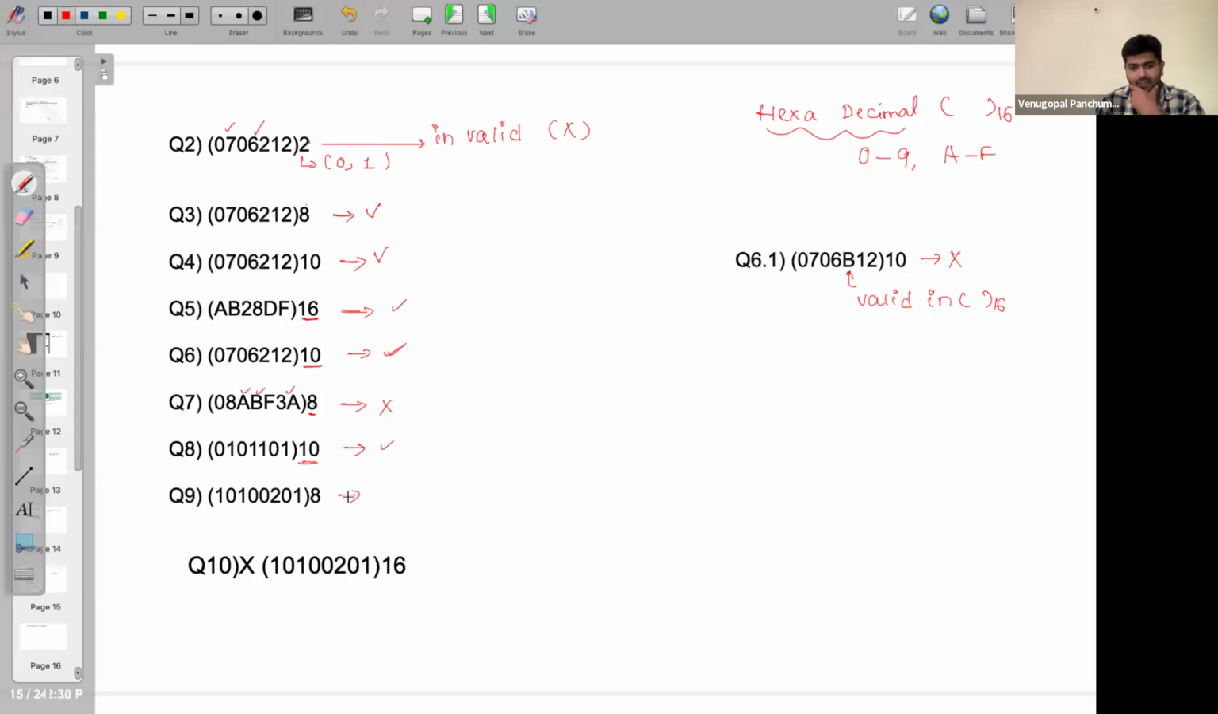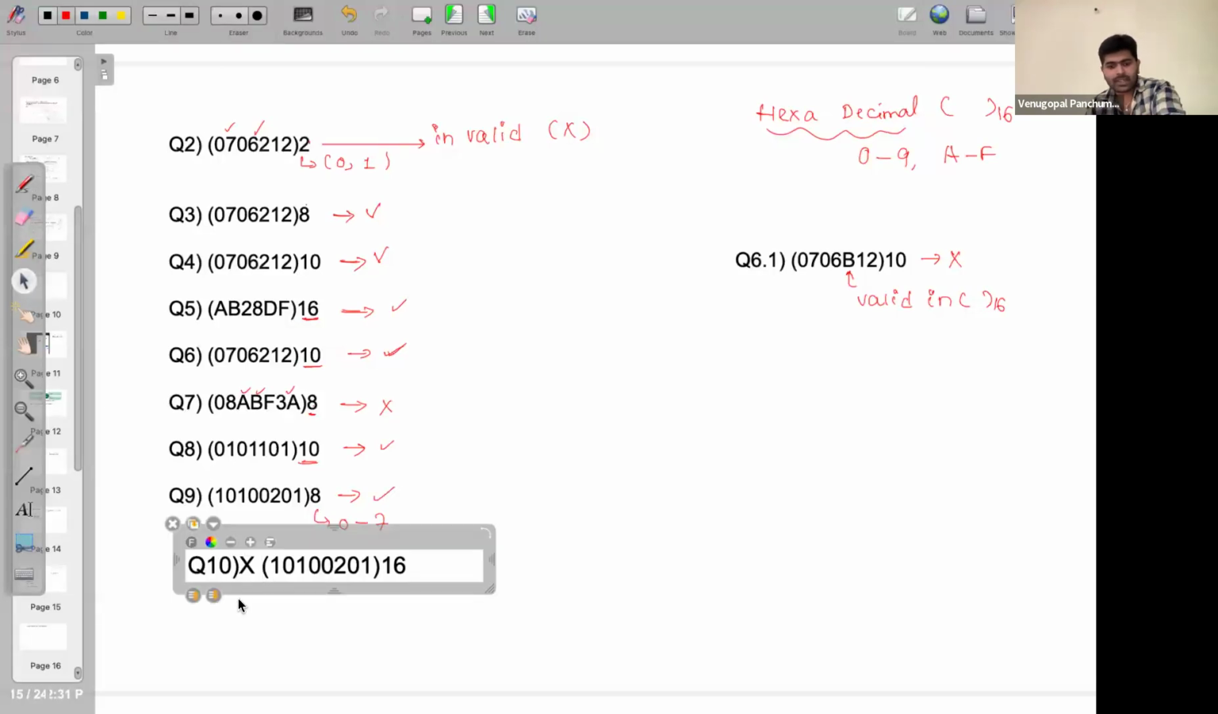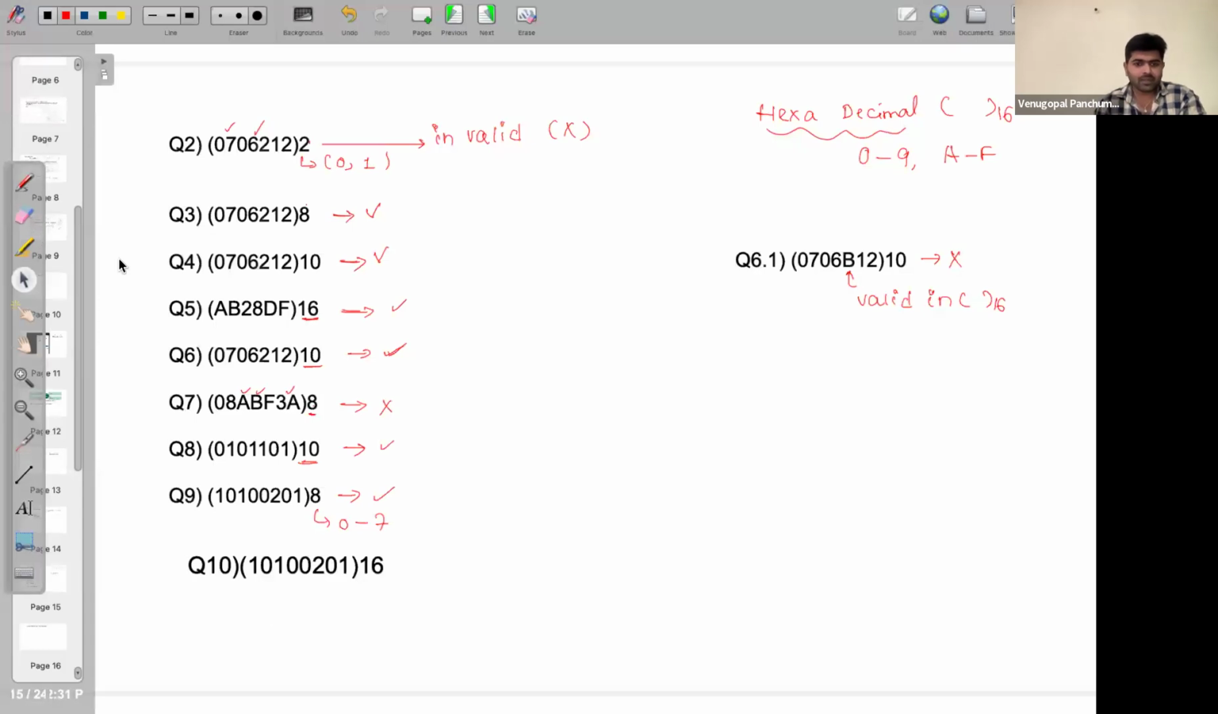Next, base 8, valid or invalid? This is base 8, so anything from 0 to 7 is okay. All are within 0 to 7 only. So this is also valid. Now the 10th question, tell me, valid or invalid? Very good, this is also valid. Base 16 means anything from 0 to 9 and A to F, anything in this range. So this is also valid. I hope everyone understood whether a number is valid or invalid for a given base.